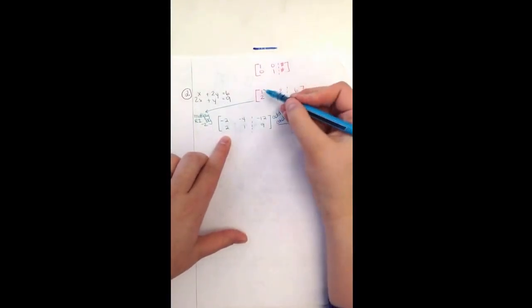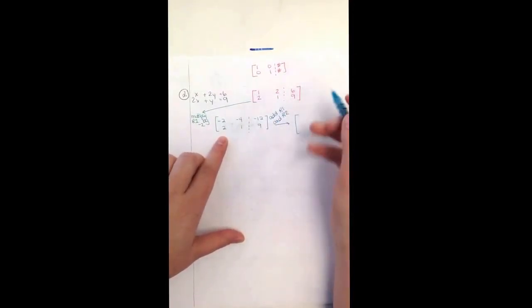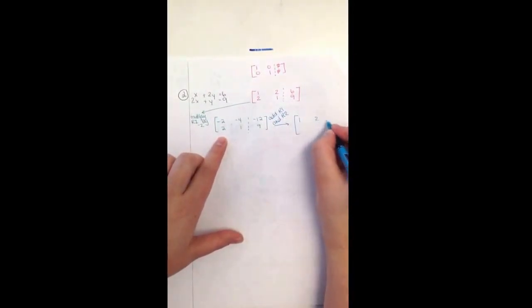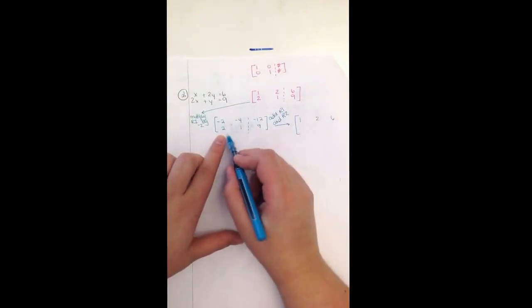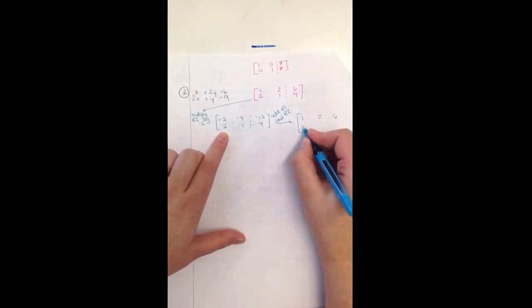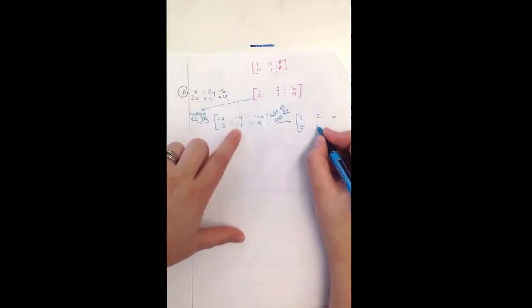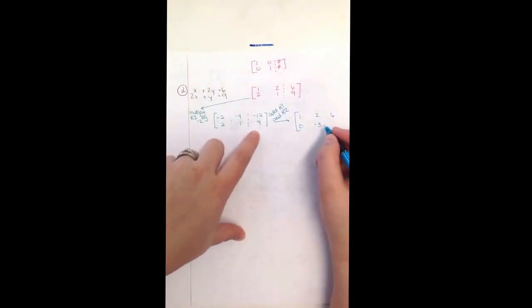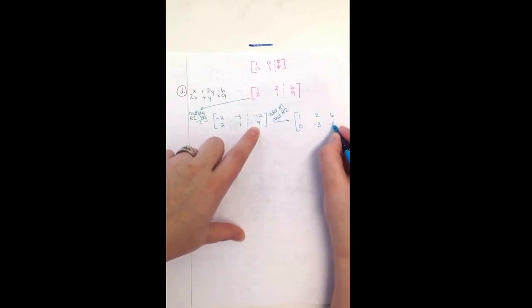Now, because the first row already started to look like what I want, I'm going to leave it the same, 1, 2, 6, and I'm adding these to get my second row. Negative 2 plus 2 gives me 0. Negative 4 plus 1 gives me negative 3. Negative 12 plus 9 gives me negative 3.